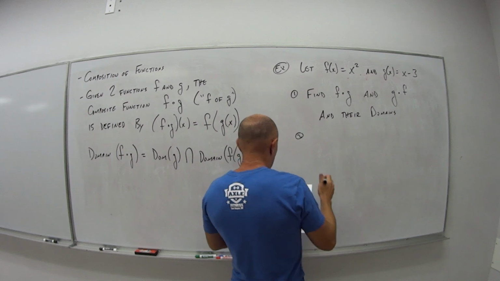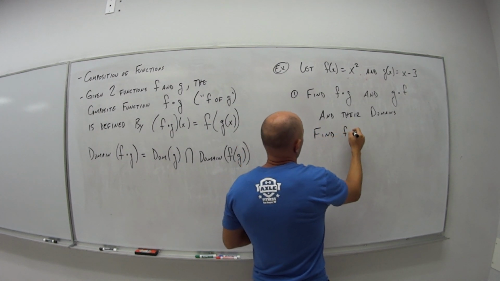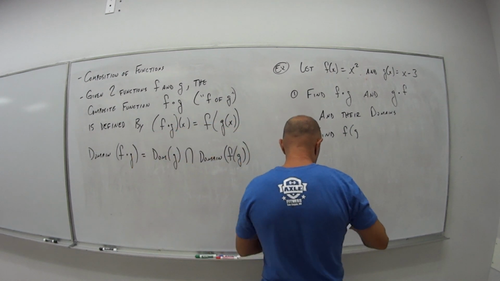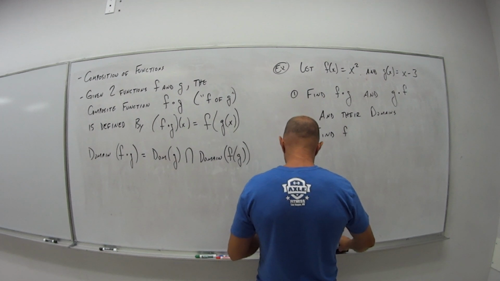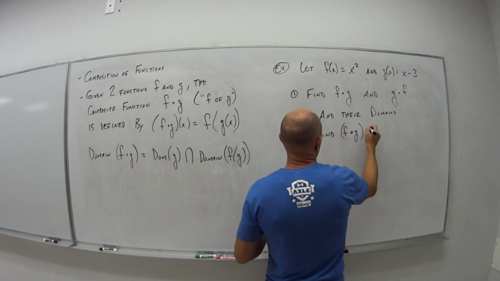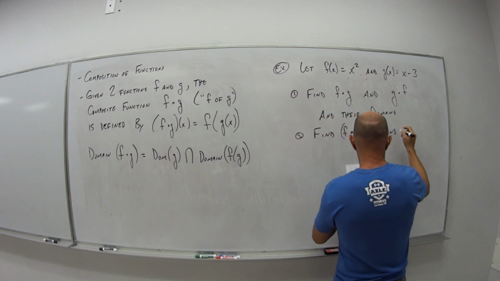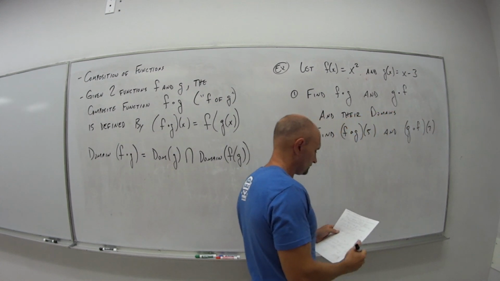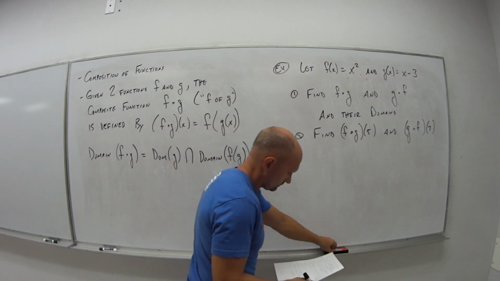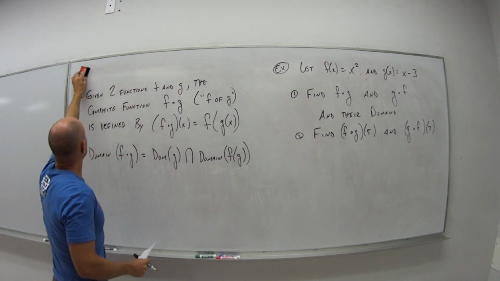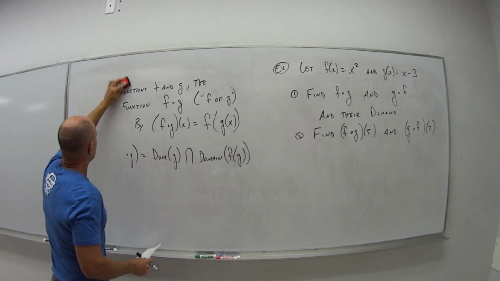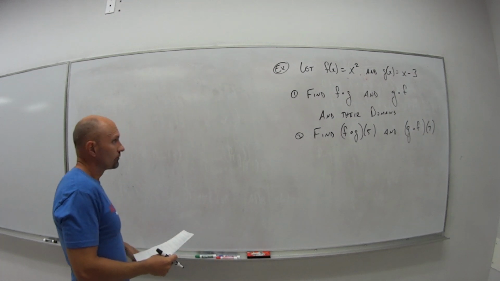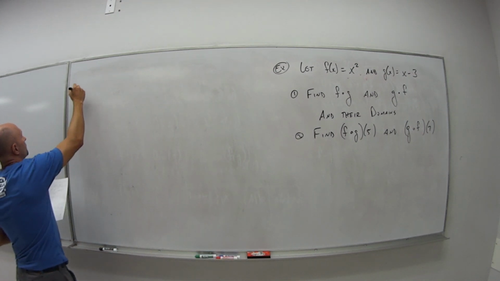And two, we want to find f of g of 5, and find g of f of 7. I'm going to erase this here so we have a little room to work. So first, let's find the composite function f of g.